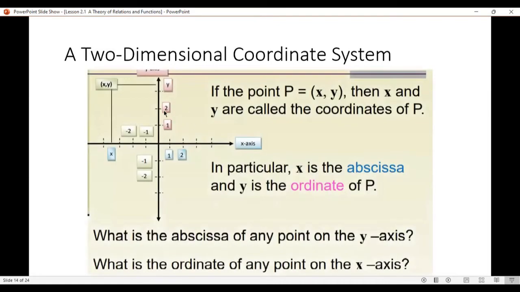So, ito yung ating example ng tinatawag nating two-dimensional coordinate system or mas kilala sa Cartesian plane. If the point P is (x, y), then x and y are the coordinates of P. In particular, x is the abscissa, yung first element, and y is the ordinate of P. Yung second element naman, yun ang ordinate. What is the abscissa of any point on the y-axis?